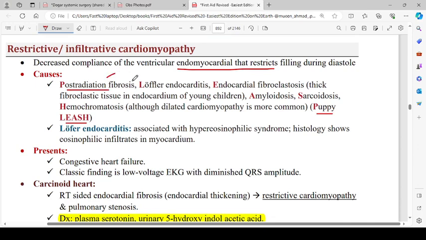If there is some sort of radiation exposure to the thoracic cavity, Loeffler's endocarditis, endocardial fibroelastosis, thick fibroelastic tissue in the endocardium of the young children, amyloidosis, sarcoidosis, hemochromatosis. Although dilated cardiomyopathy is more common with hemochromatosis, restrictive can also occur.